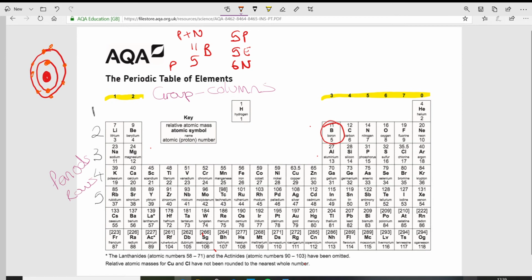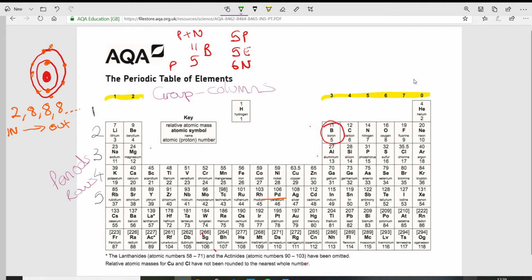Or we can write it out starting from the inner shell first of all, 2 in the first shell, maximum of 8 in the next, maximum of 8 in the next, and so on. That continues. So we work from the inner shell next to the nucleus towards the outer shell. And that is one of the ways of writing it out. So let's go back to our example that we had over here.